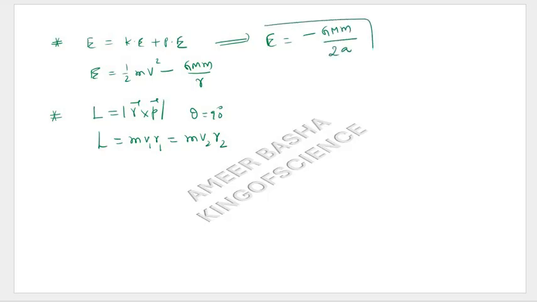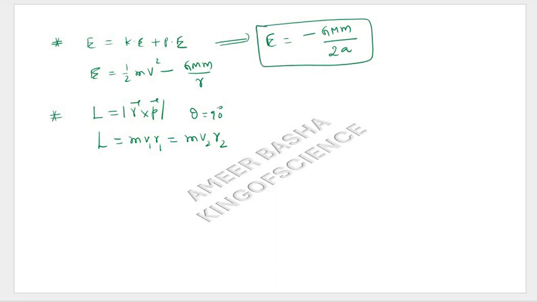For that it is easy to write: m v1 r1 is equal to m v2 r2. At that particular position only, the angle between them becomes 90 degrees. These two ideas, total energy constant and angular momentum conservation, will play a very important role. Even after solving, I may get the total energy as minus GMm divided by 2a. So this is true in an elliptical orbit.